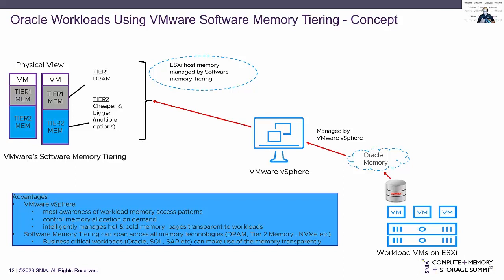So essentially, the software memory tiering provided by VMware can span across all memory technologies. It doesn't have to be restricted to Oracle. It can extend to your SQL Server databases, SAP, or anything that's business critical, and make use of that memory transparently. And that can span across all memory technologies, be that DRAM, tier 2 memory or NVMe, or we can even extend that to CXL at some point.